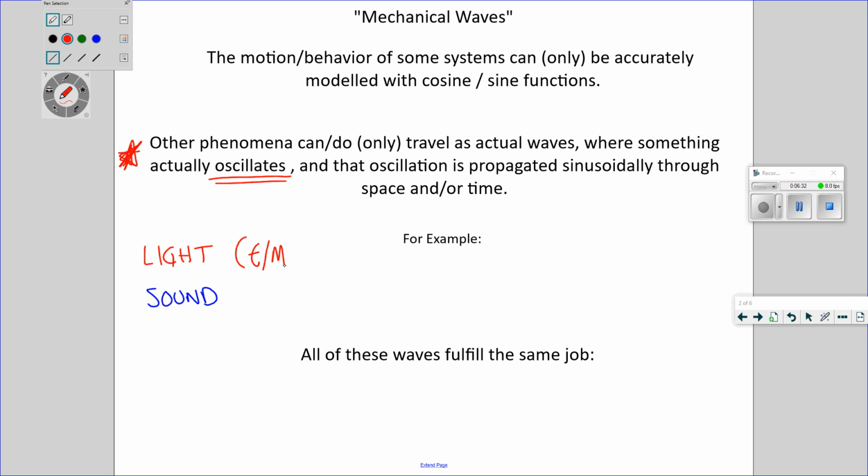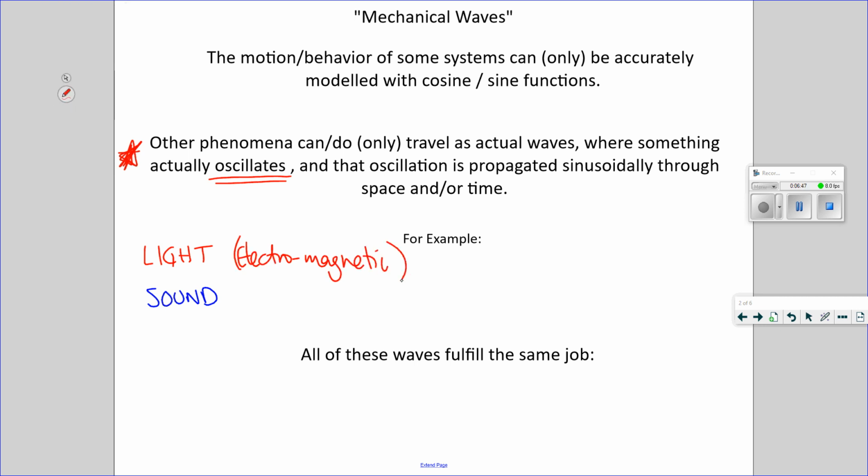I'll write it out. Light is one. When I say light, I really mean visible light. So this is part of the electromagnetic waves, and that includes things like infrared and ultraviolet and microwaves and X-rays and radio waves and gamma rays and all that sort of stuff.